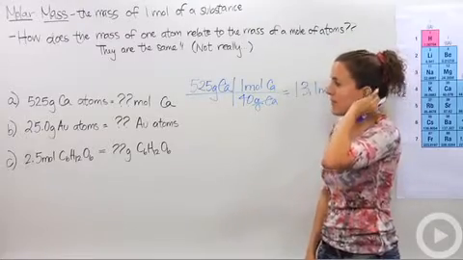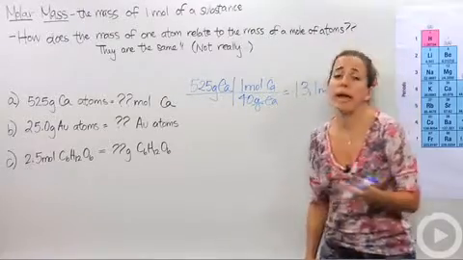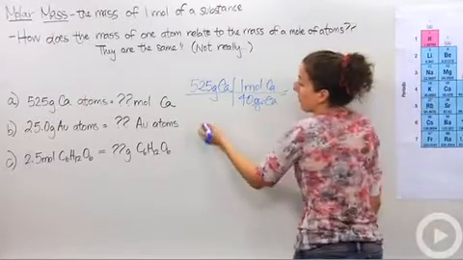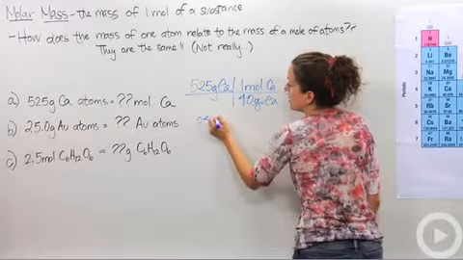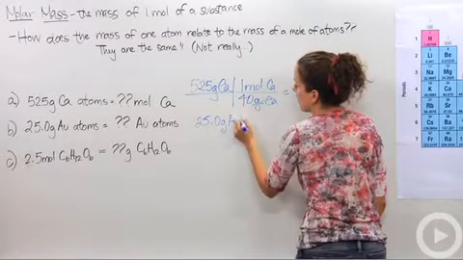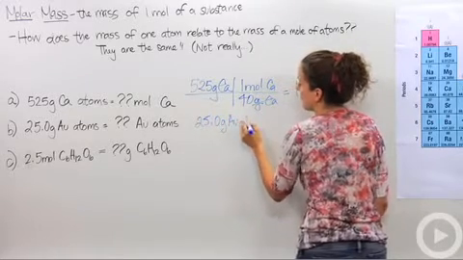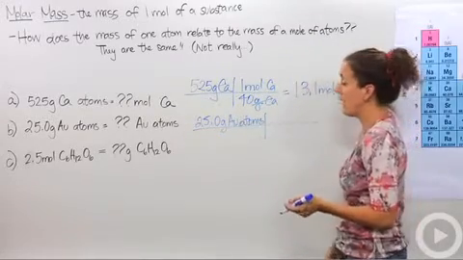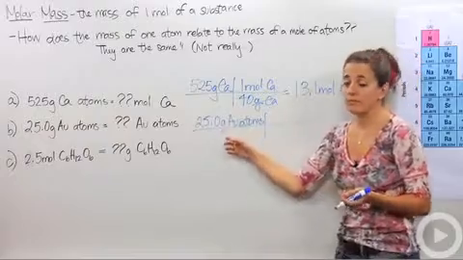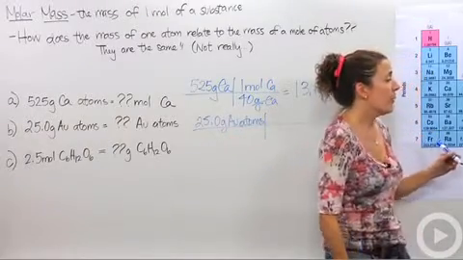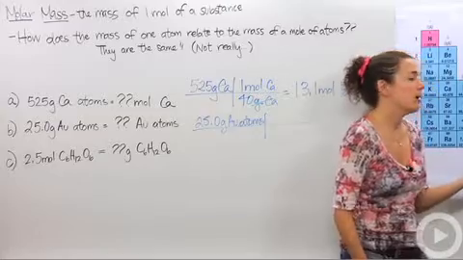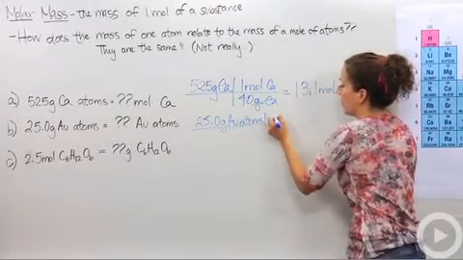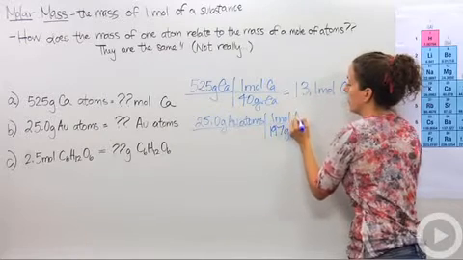25.0 grams of gold atoms. How many gold atoms is that? Well, let's start with our given. We have 25.0 grams of gold atoms. How many atoms is that? Well, first we have to figure out the molar mass of gold. So look back at our periodic table, and we know that it's 196.9, approximately 197 grams for every 1 mole of gold.